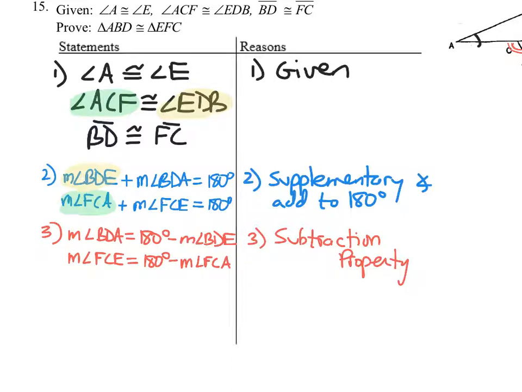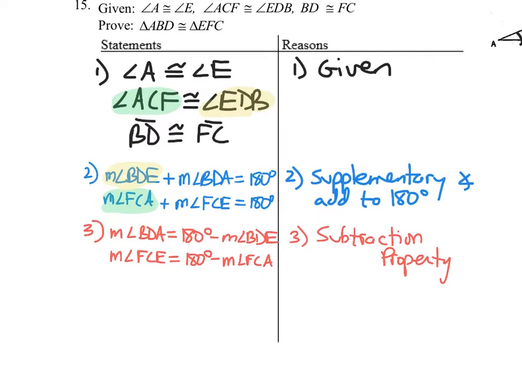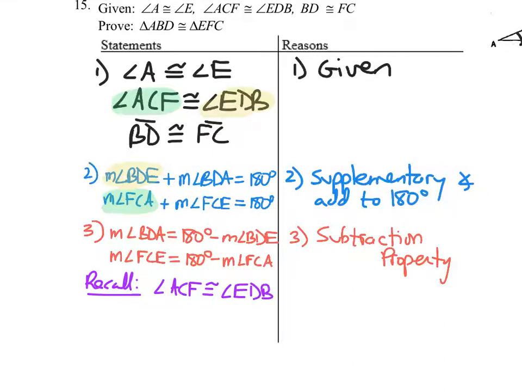The reason why that's useful is because now I can make a substitution. All right. In my next step, I can substitute out, because I know that FCA, and I'm going to restate a given, just so I can make it clear. So recall angle ACF is congruent to angle EDB. That's a given, all right?